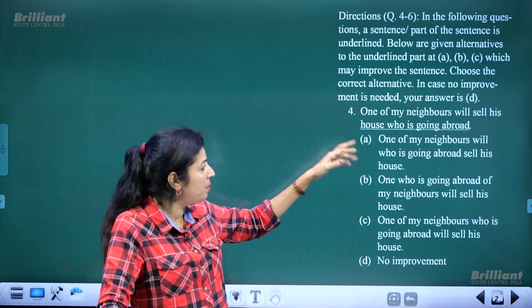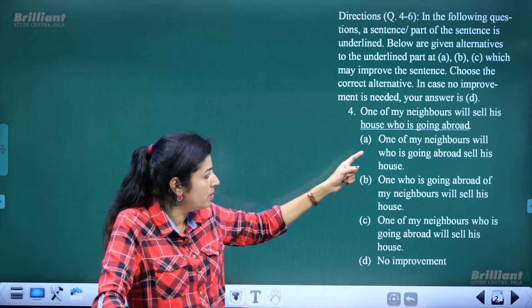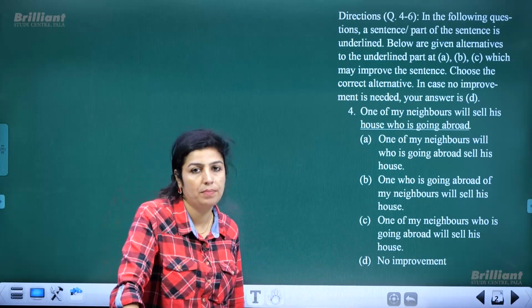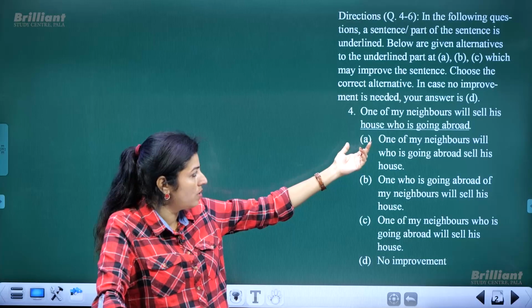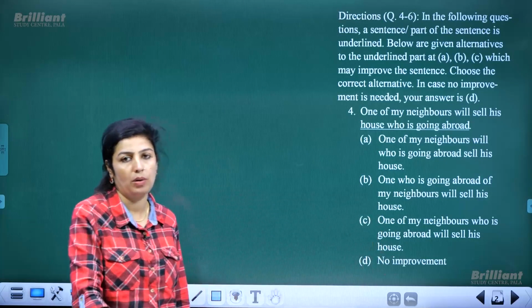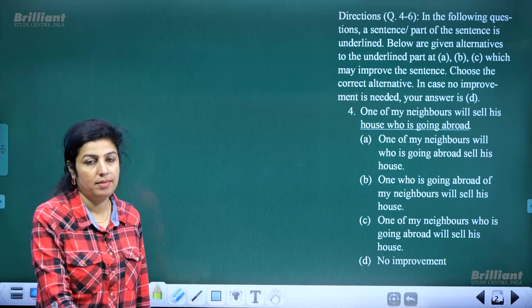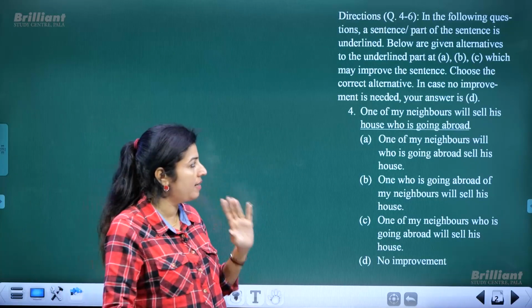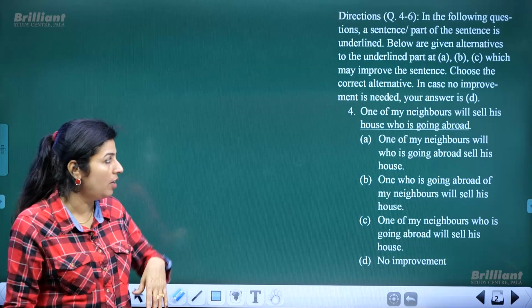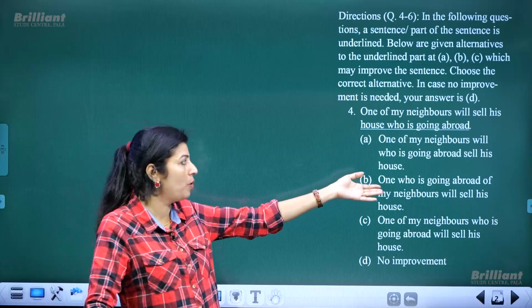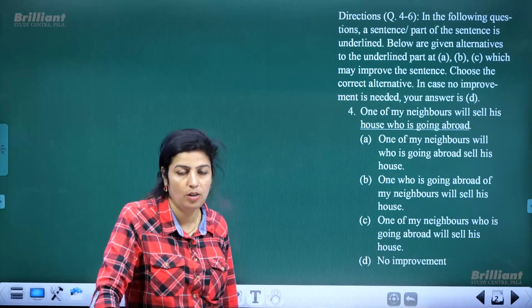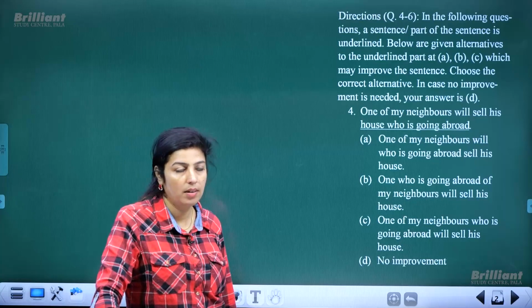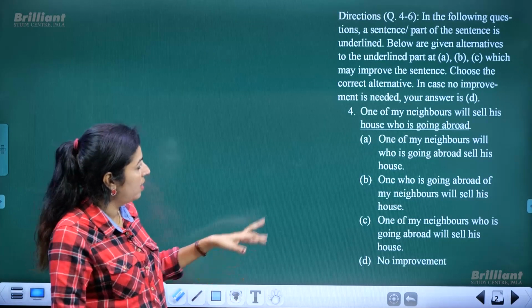One of my neighbors will sell his house who is going abroad. When you read the sentence, we will get a feeling as if not the person is going abroad, but the house is going abroad. That means the sentence is incorrect, not correct. It's wrong. Okay. So, which option is correct?